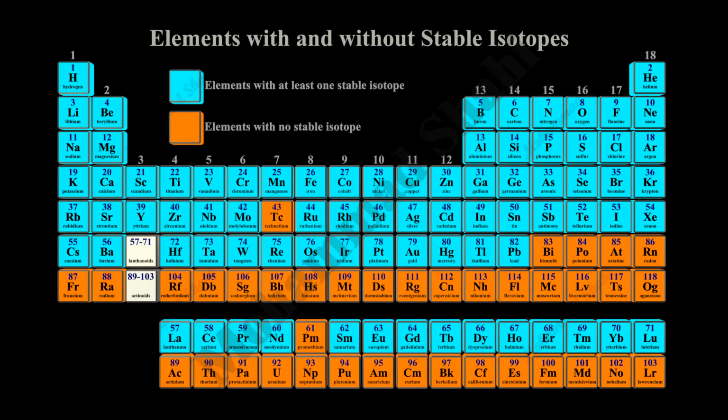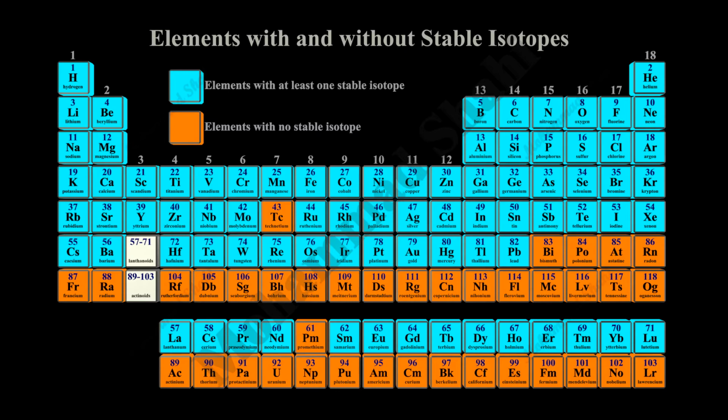Of 118 approved chemical elements, 38 elements, the element technetium with atomic number 43, the element promethium with atomic number 61, and all the elements with an atomic number greater than 82, only have unstable isotopes. In other words, the element lead with atomic number 82 is the heaviest element with stable isotopes, where all elements before it except technetium and promethium have one or more stable isotopes, while all elements after lead have no stable isotopes.